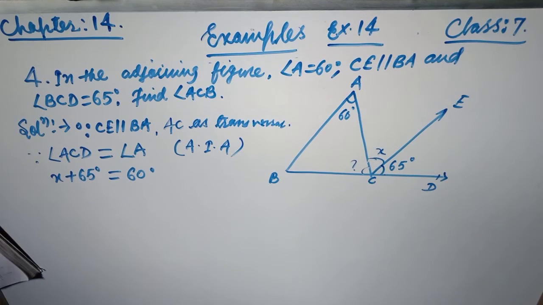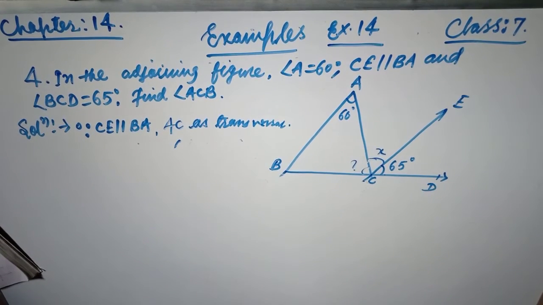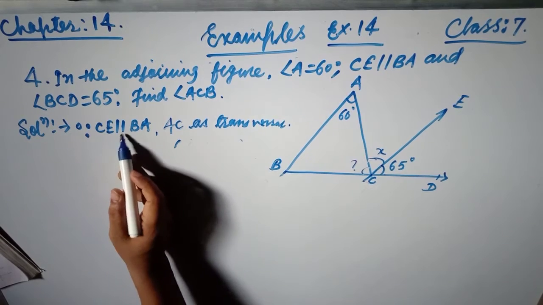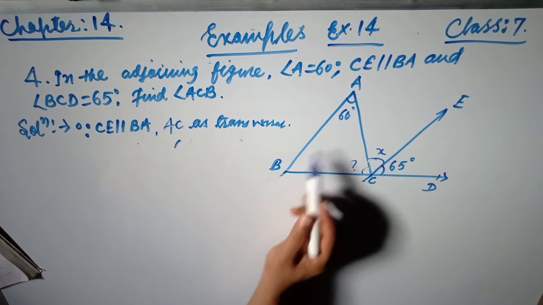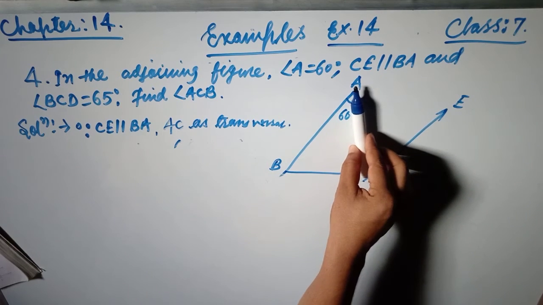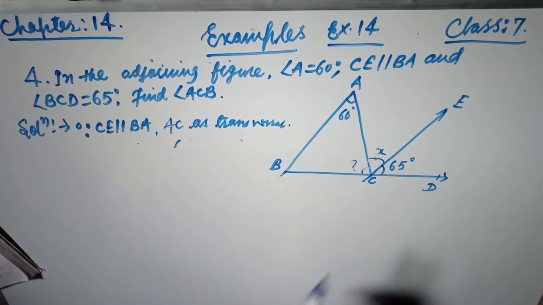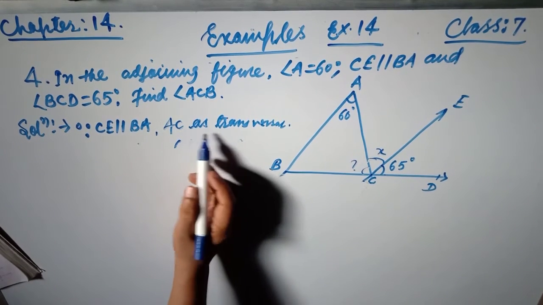So x plus 65, sorry friends, see here, CE is parallel to BA. These two lines are parallel, so this is a transversal, friends. Why? Because AC intersects this line at A and this line at C, at different points, and so AC becomes a transversal. So we can write AC as transversal.